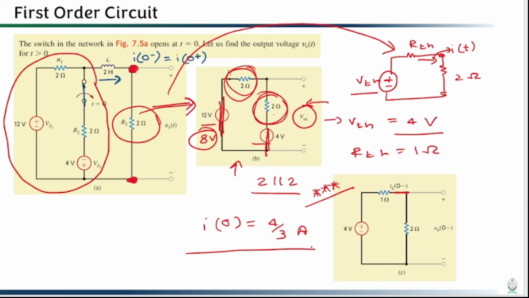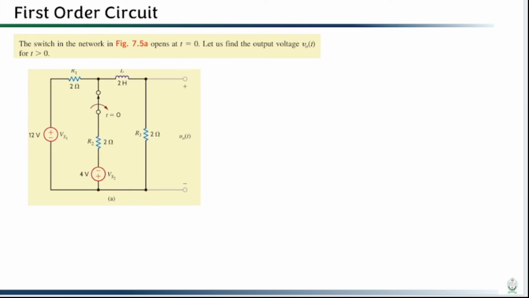Now we are ready to solve this problem. We have the differential equation required to solve this problem with us, and also the initial condition. That differential equation is di/dt plus 2i equals 6, and the initial condition is i(0) equals 4 by 3. Now, with the knowledge we have gathered so far in terms of solving first order circuits, we can solve this differential equation and get to the desired outcome.